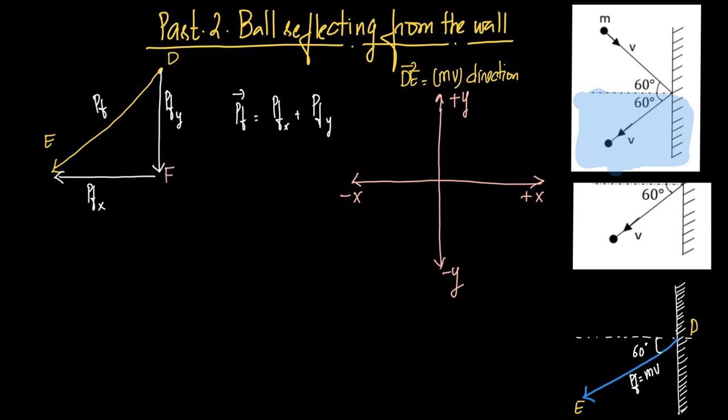Direction of df? The direction of df would be the direction where the arrow is heading. So df is a vector, f is the head of the arrow, and the head of the arrow is pointing downwards. So we can say that if this is vector d, vector df is acting along what we call the minus j cap.